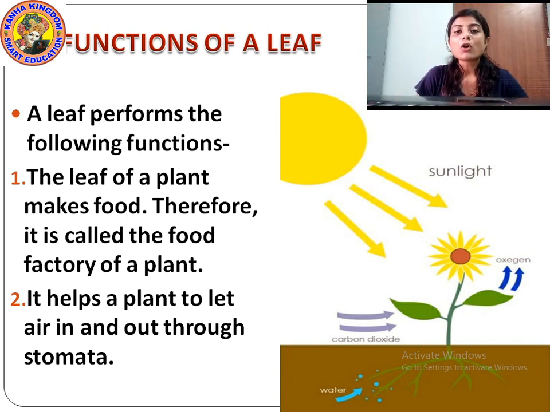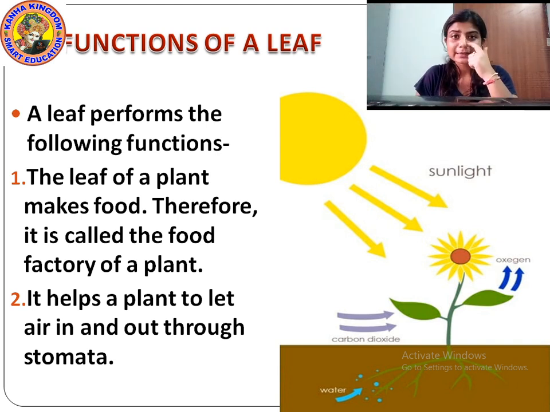When they go through the process of photosynthesis, when they make food, these plants take in carbon dioxide from the atmosphere and they give out oxygen. On the other hand, during breakdown of food, plants take in oxygen and give out carbon dioxide. And both these processes are performed in the leaf only.